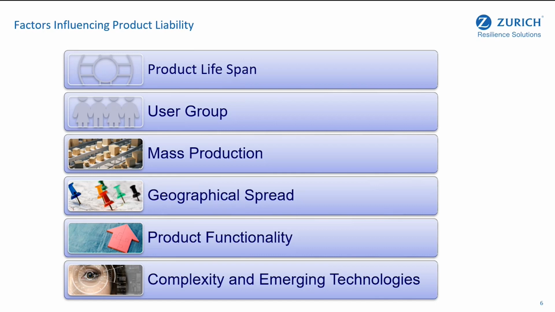Then we look at the next factor there, which is user group. And again, this is all dependent on the individuals or the persons that are using the product. Because effectively people would use the same products in different ways. So depending on who uses it and the manner in which they use that product, the product liability will be impacted to a certain degree.